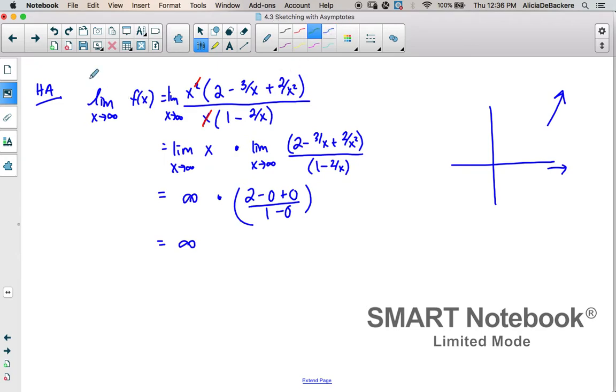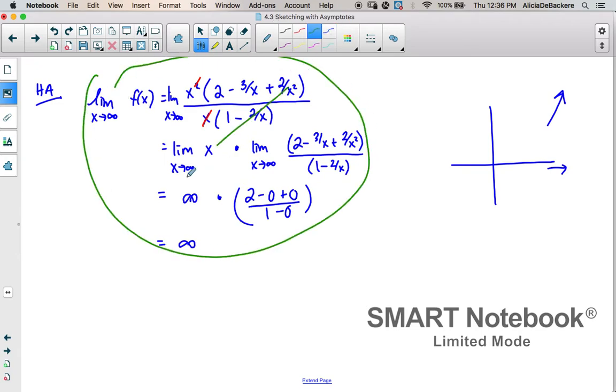Now, normally I would not expect you to show me this work. And that's because when I look at the equation, I notice that the degree of the numerator is 1 more than the degree of the denominator.